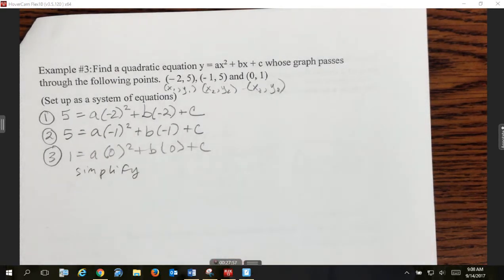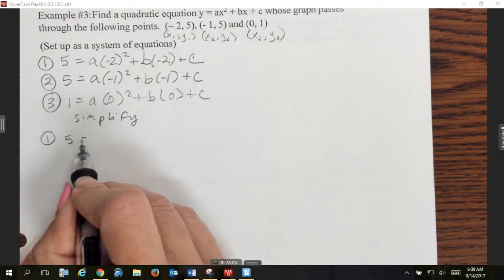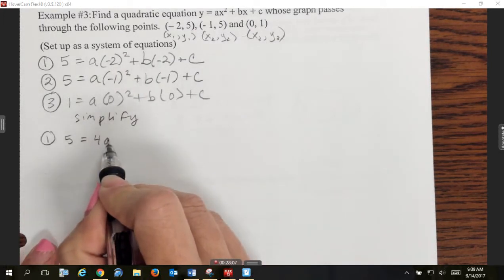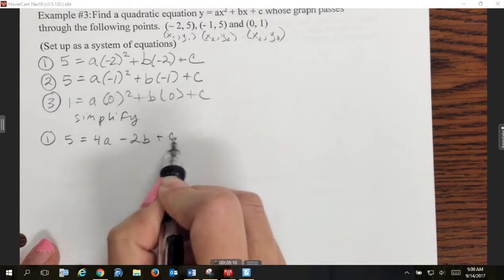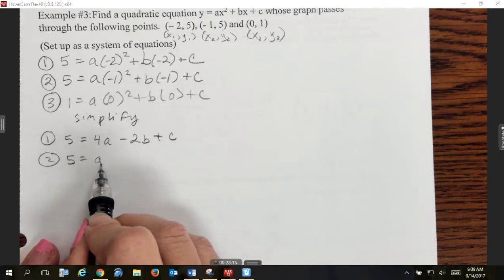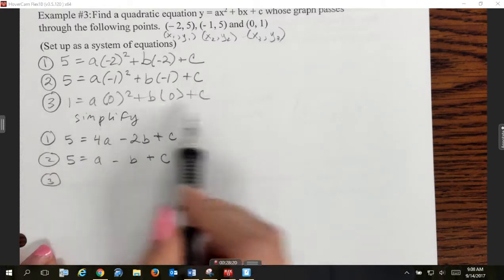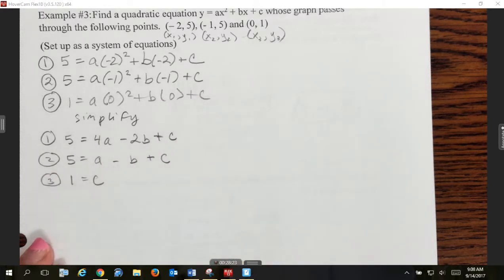Now I'm going to take those 3 equations and just simplify them so they're a little bit easier to look at. Simplify those 3 equations. I'll square the negative 2, get 4A minus 2B plus C. Square the negative 1, we get A minus B plus C. In equation 3, all those zeros cancel out, we get 1 equals C. So if you have C equals 1, we already know one of the answers.